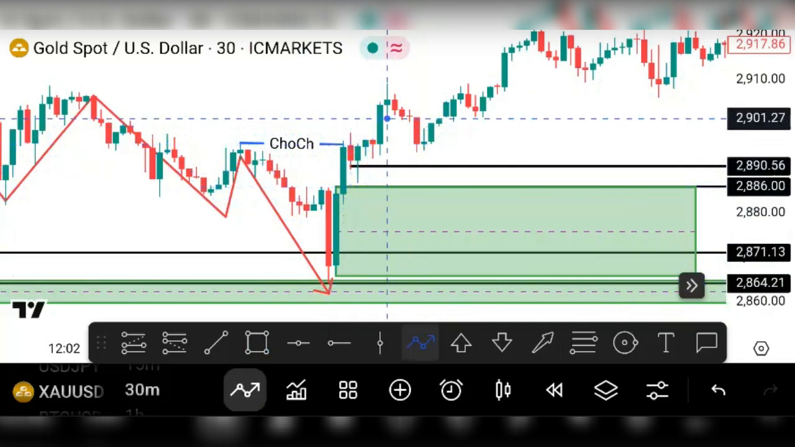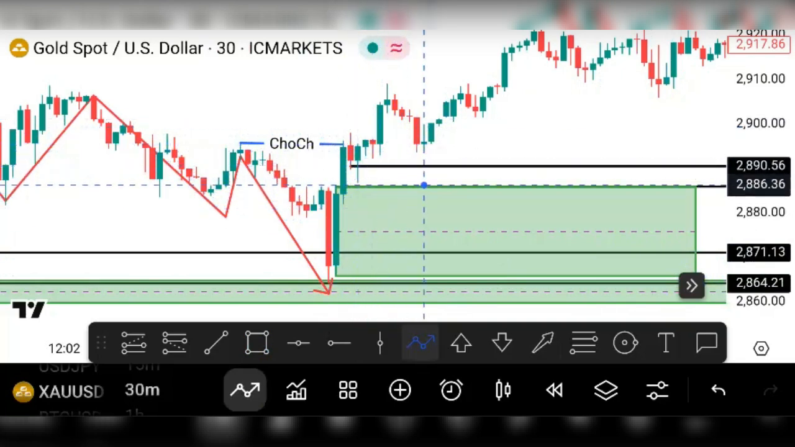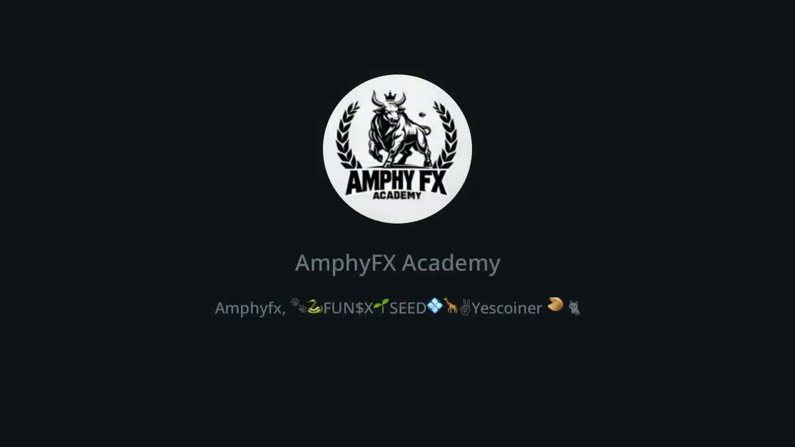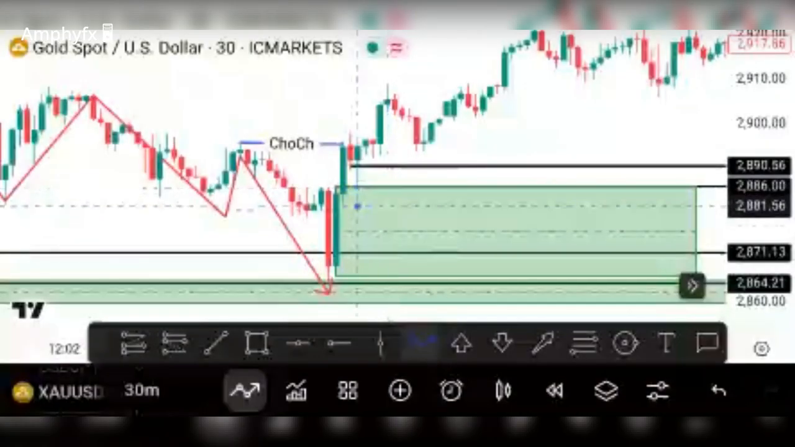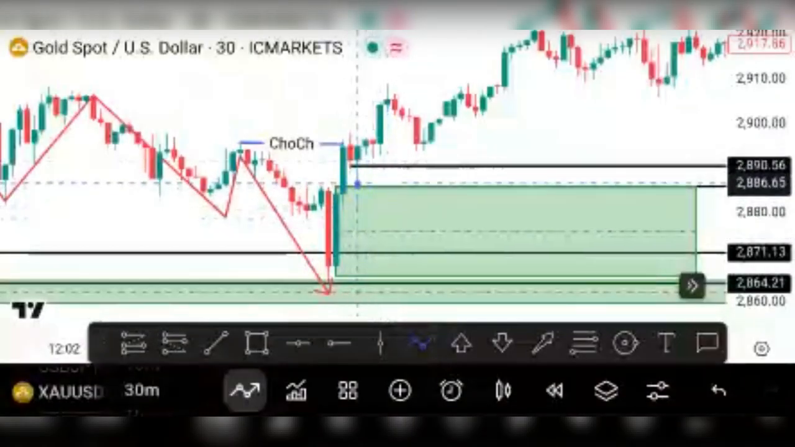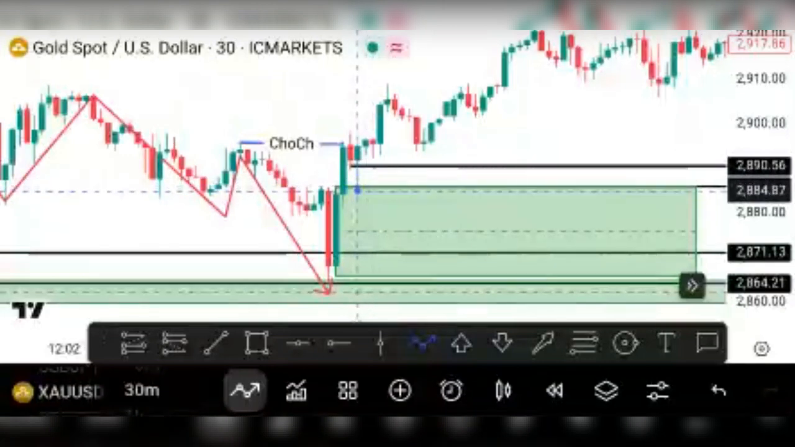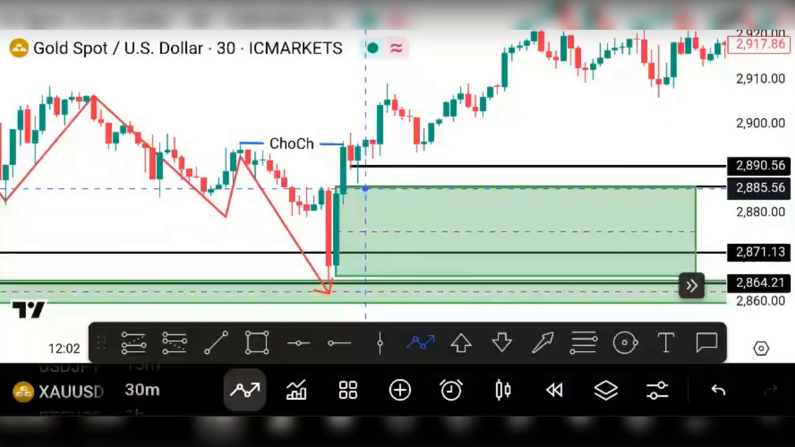So as an order block trader, I do not have anything here. But there are those who will take their trade from this fair value gap. There are people who take their trade from a fair value gap, but I don't take trades from there. I have to wait for the market to tap into my order block to gain my entry.